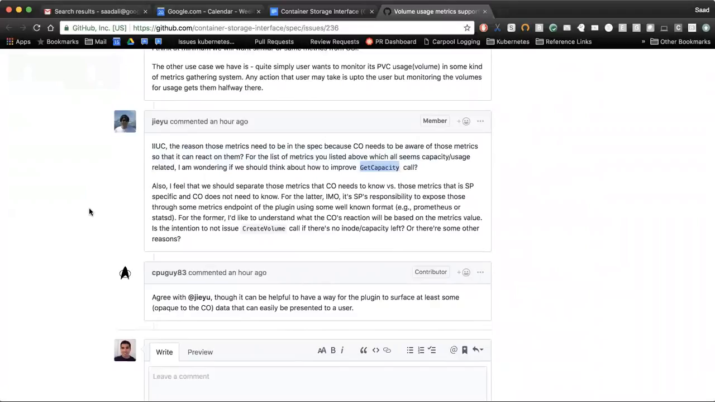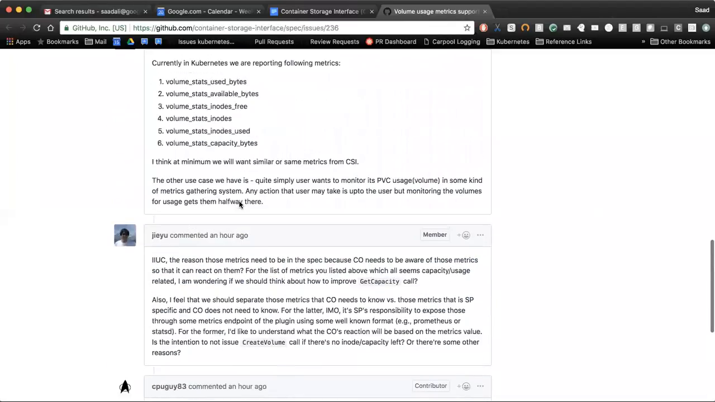I think the only problem is that the existing get capacity call is designed to return the capacity of the entire pool, not for a given volume. So we'll have to figure that out, but it seems like a reasonable approach. Any comments, suggestions, concerns? Okay, if there are any other comments, questions, concerns, please take it to this thread and we can carry on there.